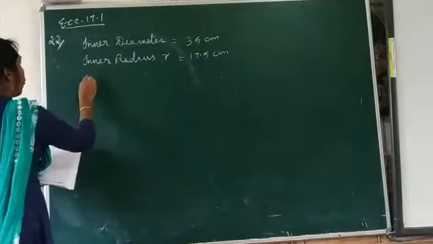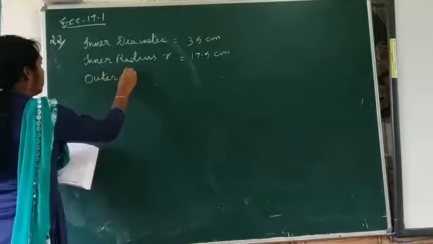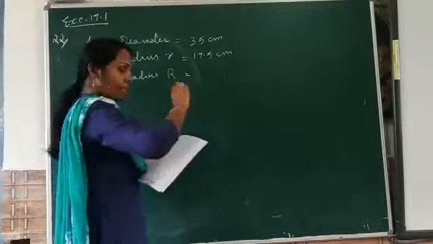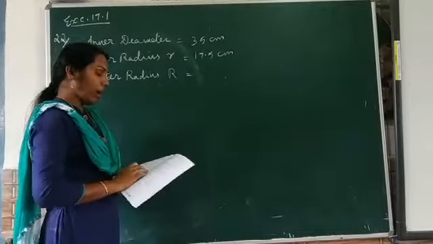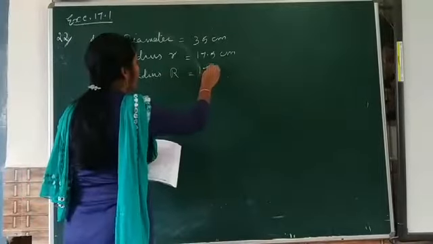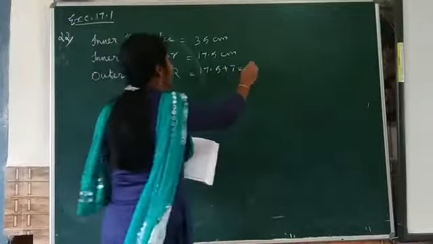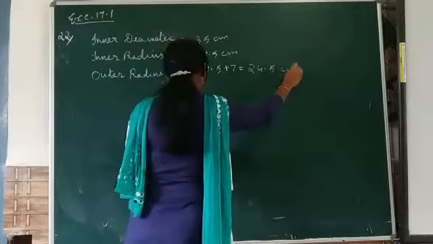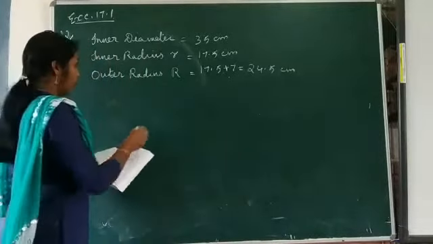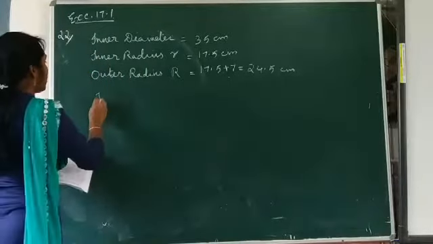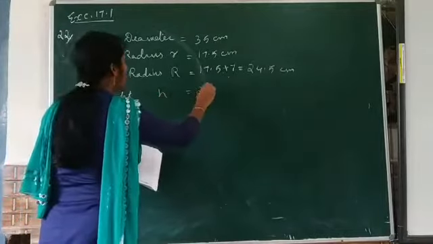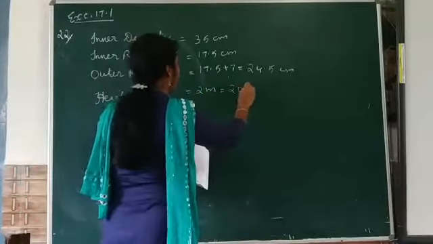Now therefore the outer radius, capital R, will be equal to, the thickness is whole round. So we have to add the thickness to find out the outer radius. 17.5 plus 7, that is equal to 24.5 centimeter. And now the length is given, that is 2 meter. That means height. We can take the length as height. Height h is equal to 2 meter, or that is equal to 200 centimeter.